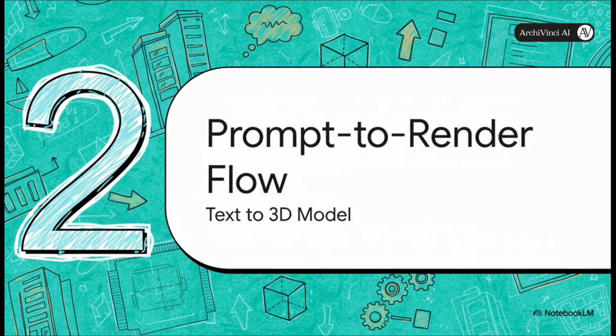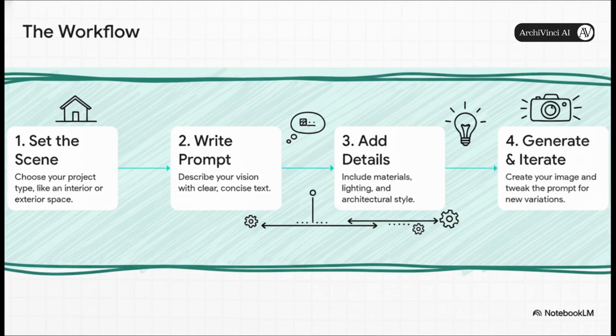All right, so you've got an idea in your head, and the AI is ready and waiting. How do you actually turn your words into a fully realized image? Let's break down the workflow. It's actually a lot simpler than you might think. The whole thing really just boils down to 4 key steps. First, you set the scene.